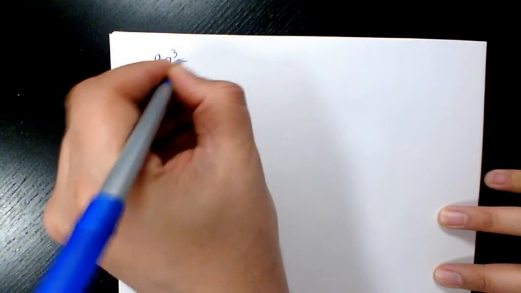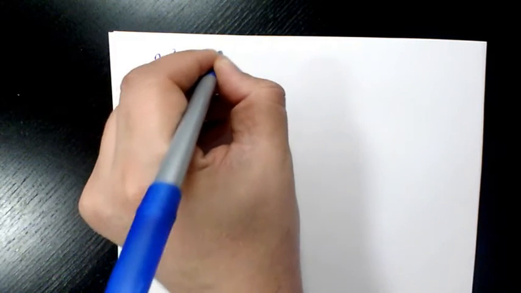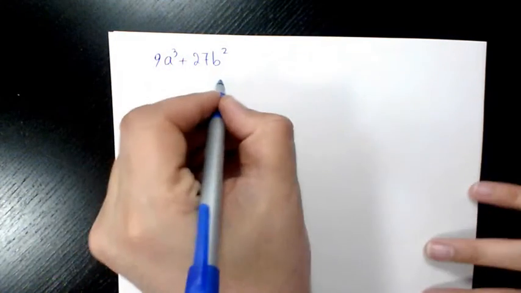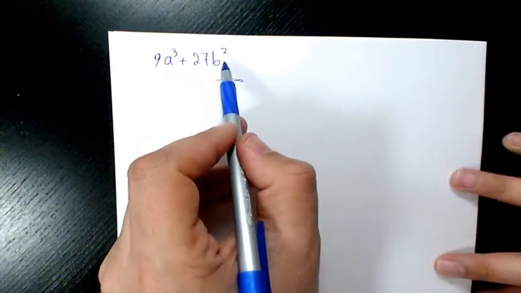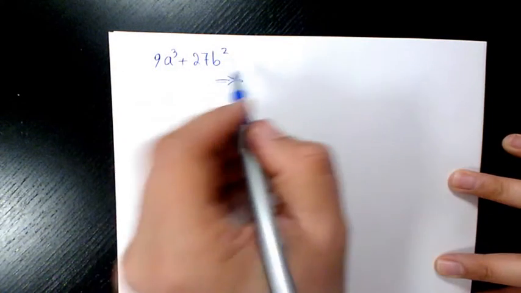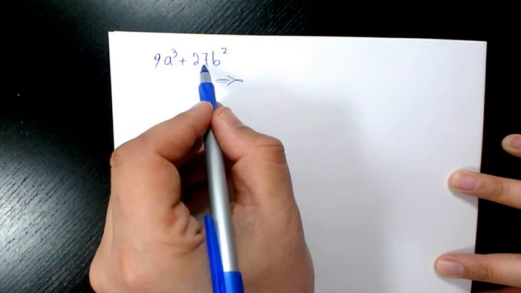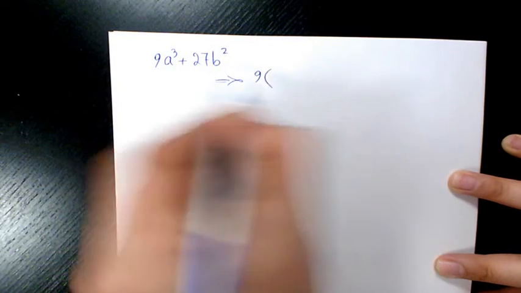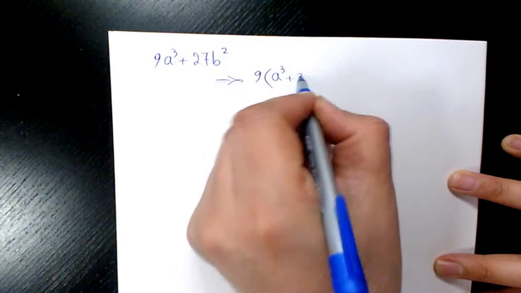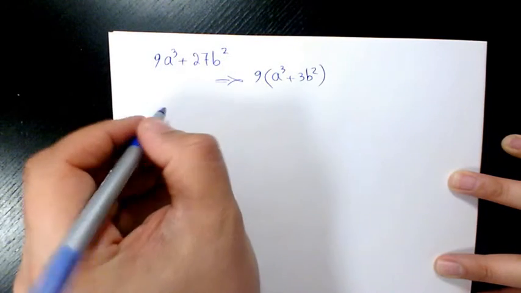9a cubed plus 27b squared. Here we have a cubed, here we have b squared, so we cannot factor that part, but we can factor, here we have 9 and here we have 27. The GCF is 9. So it's going to be a cubed plus 3b squared. That's how we factor it.